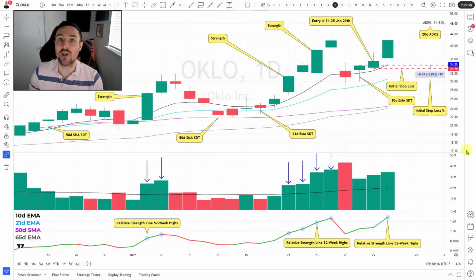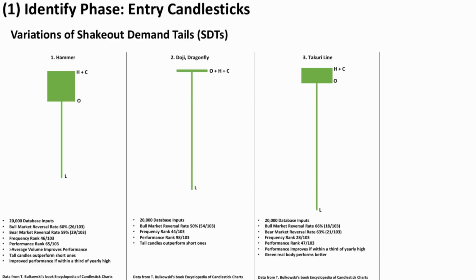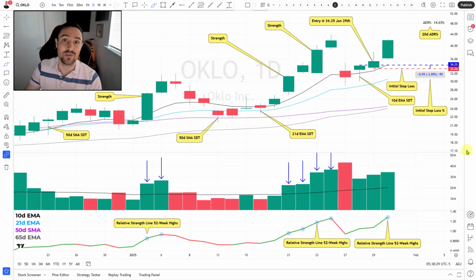Okay, so let's start off with what is a Shakeout Demand Tail. Visually, you can recognize the daily candlestick that I'm looking for. It's often a variation of a hammer candlestick, a doji dragonfly candlestick, or a Takuri line. Now I'm looking for these around specific daily moving averages. Let me take you through some of them that we can see here on the Oklo chart.